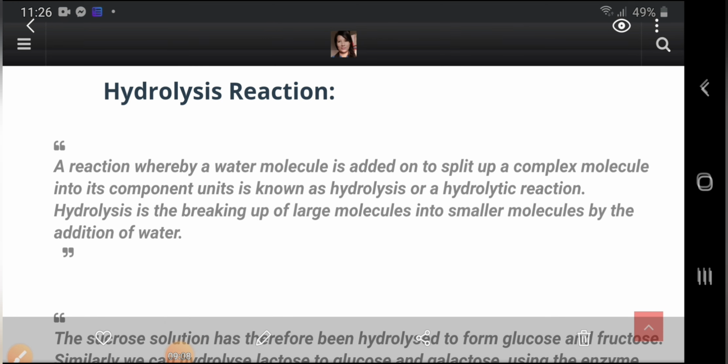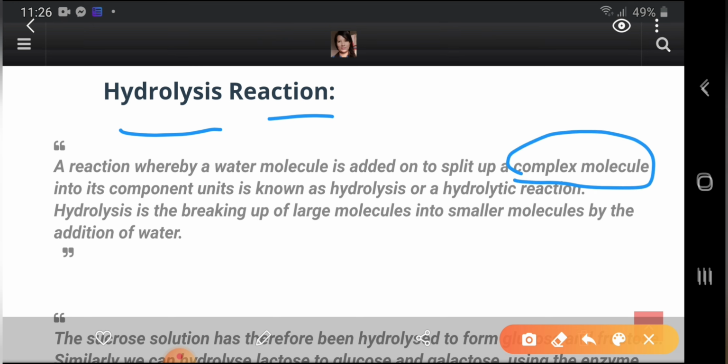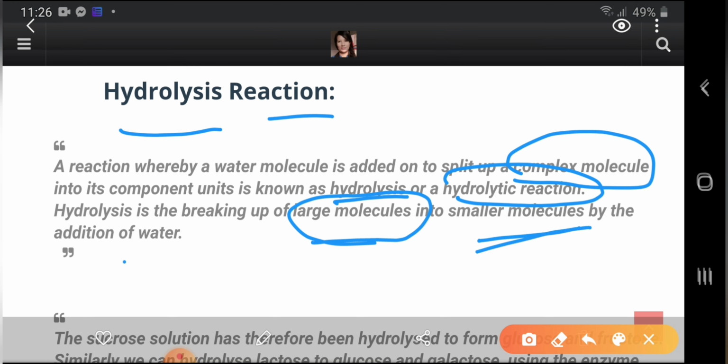What is a hydrolysis reaction? A reaction whereby a water molecule is added to split up a complex molecule into its component units is known as hydrolysis, or a hydrolytic reaction. Hydrolysis is the breakup of large molecules into smaller molecules by the addition of water.